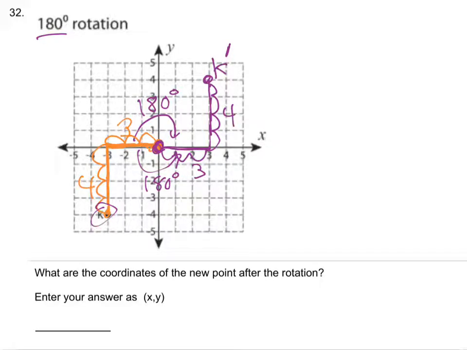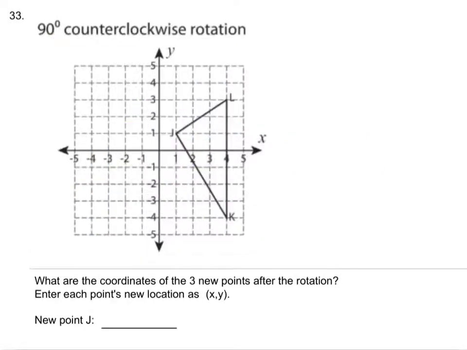And they want the coordinates, don't they? So what are the coordinates of that point? Coordinates are always from the origin. It's 1, 2, 3 to the right, and 1, 2, 3, 4 up. So 3 to the right and 4 up. There is where the new point, K prime, ends up after rotating 180 degrees. So that's what we mean by 180-degree rotation about the center. Where does K move to? Let's try the next one.